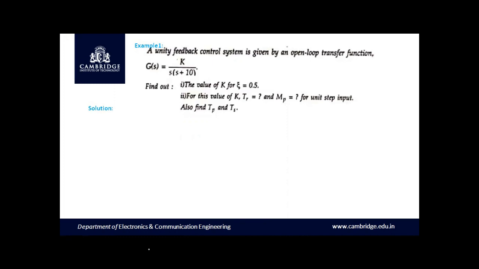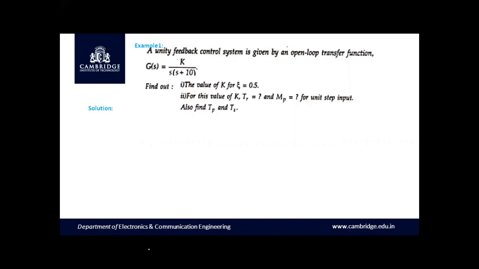A unity feedback control system is given by an open loop transfer function G(s) equal to K divided by s into (s plus 10). Find out the value of K for zeta equal to 0.5, and for this value of K, find the rise time TR as well as the maximum peak overshoot MP for unit step input. Also find TP and TS. TP is nothing but the peak time and TS is nothing but the settling time.